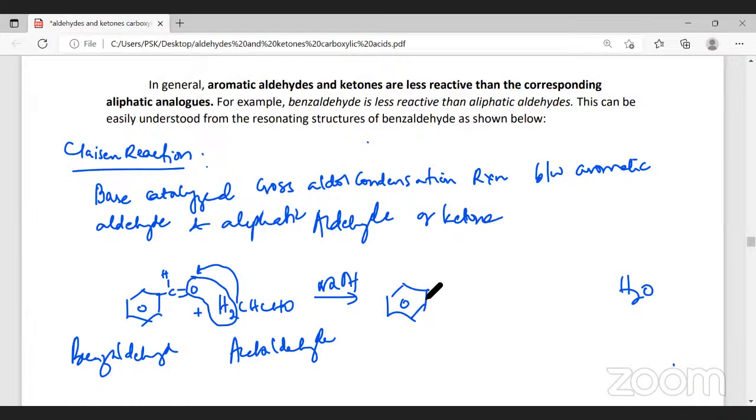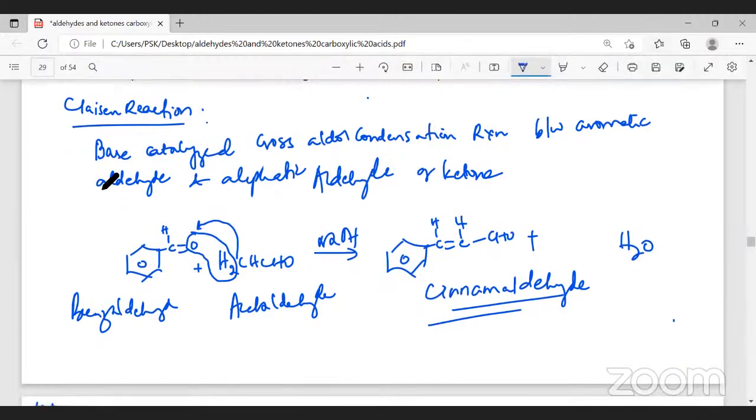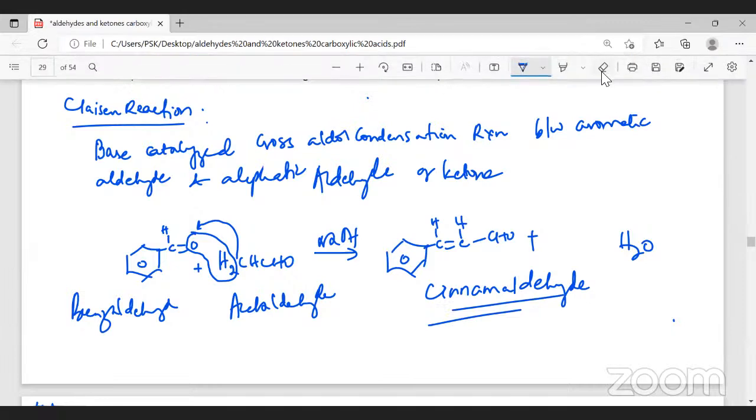When this H and OH get eliminated as water, this carbon goes in the place of oxygen. So you get a benzene ring, you have CH double bond CH, CHO. This is called cinnamaldehyde. So this is called Clemmensen's reaction: base catalyzed cross-aldol condensation of aromatic aldehyde and aliphatic aldehyde. They undergo condensation called cross-aldol condensation. The product formed here in this case is cinnamaldehyde.